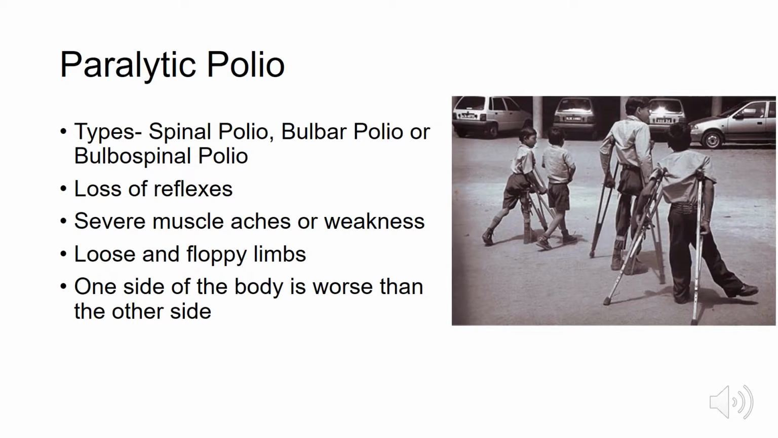You experience a loss of reflexes. You can have severe muscle aches or weakness. You can also experience loose and floppy limbs, or another possibility is that one side of your body could be worse than the other. That is not with every case, but that is something that can happen with paralytic polio. And these often happen really fast and they escalate quickly. So you don't feel very good very fast.